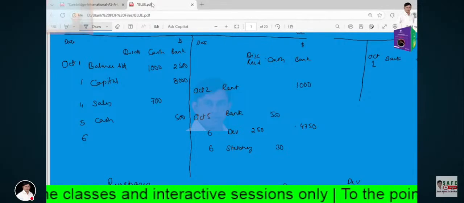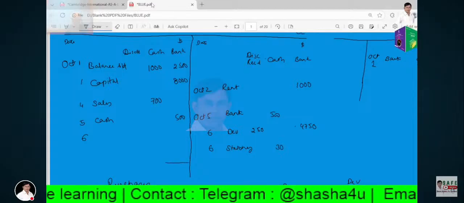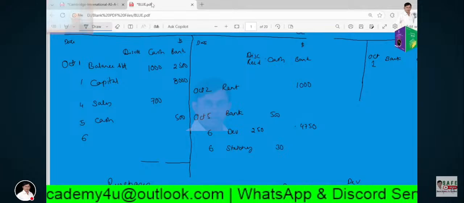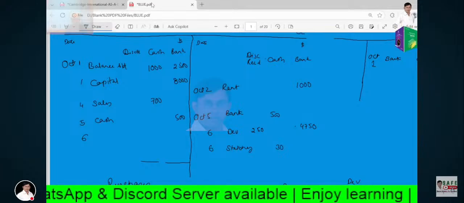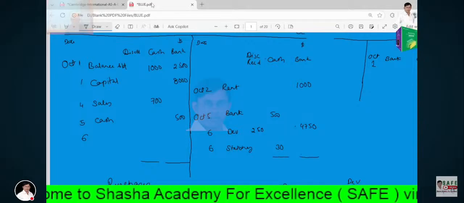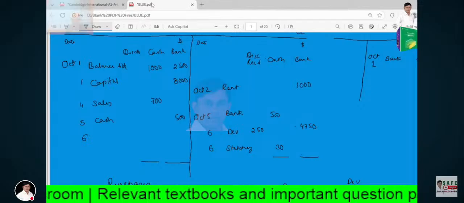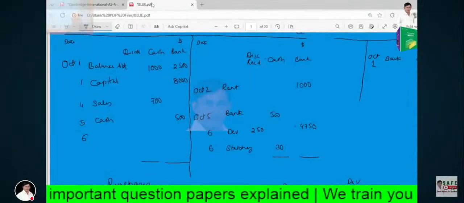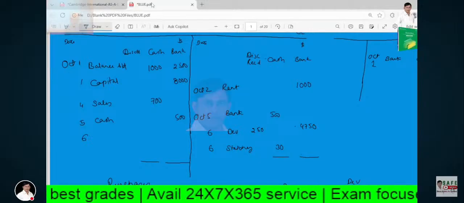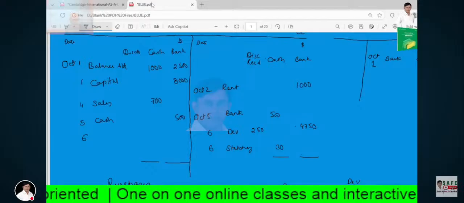You write down in pencil here. Here also you write down in pencil. So if you write down, you will get 5750. Here you will get 10,000. So 10,000 minus 5750, you have to subtract one from the other. So 10,000 minus 5750 is 4,250.